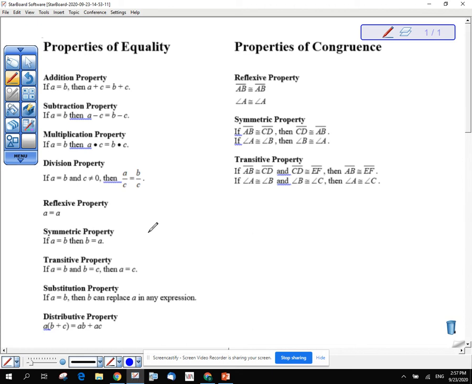Substitution, I hope you've seen substitution in a math class before today, and basically you're just replacing something. If A is equal to B, then B can replace A in an expression. Okay, we'll have a substitution.